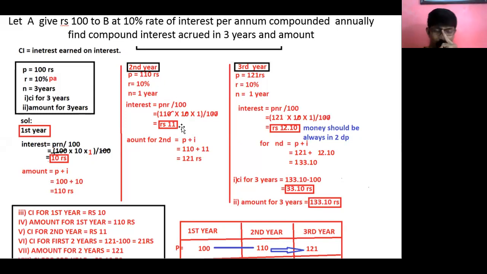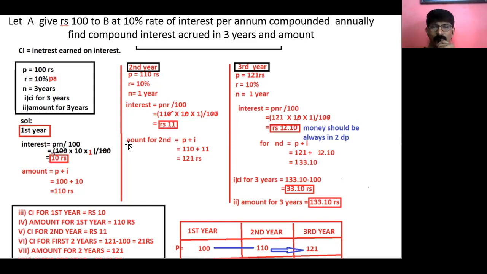Now here is the basic difference between compound interest and simple interest. In simple interest, every year the interest would have been rupees 10, rupees 10 and rupees 10. Whereas in compound interest, the previous year's amount becomes the next year's principal, and due to that, the interest changes. And again, the amount remains the same.